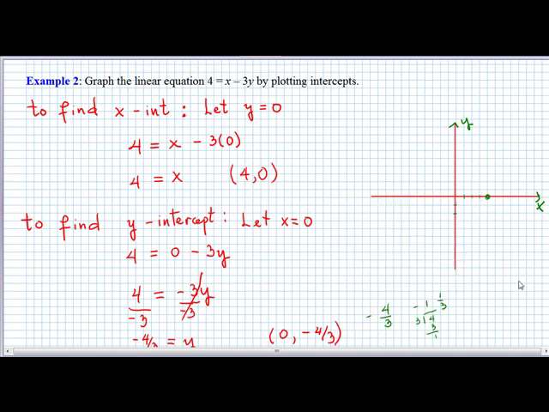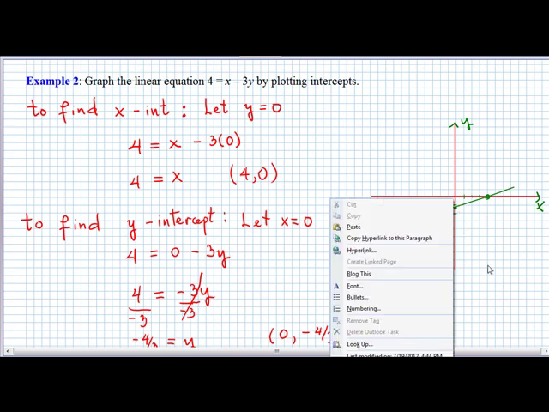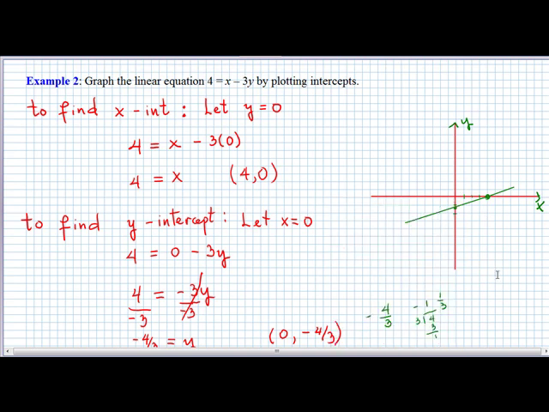I can't do the point too small, it won't work. Okay, so minus 1 and a third is around here. Alright, so now we connect the 2 points together. We have the x-intercept, we have the y-intercept here. So I connect the 2 points together, I have this line here. Okay, so that is our graph.